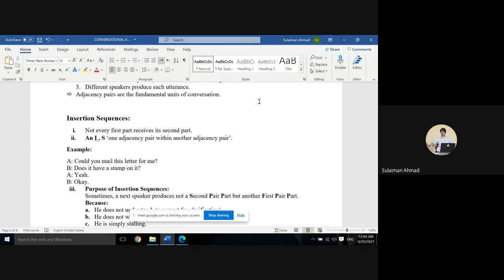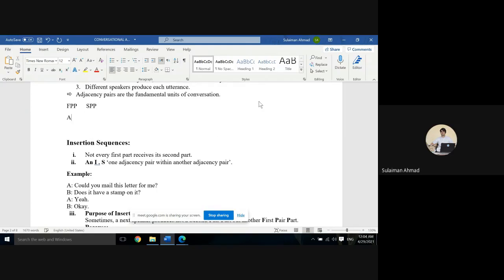Before this, keep this in mind: first pair part and second pair part. An adjacency pair has two parts: the first pair part and the second pair part. For example, the first pair part is uttered by speaker A and the second pair part is uttered by speaker B. But remember, this first pair part does not always receive the second pair part. How?